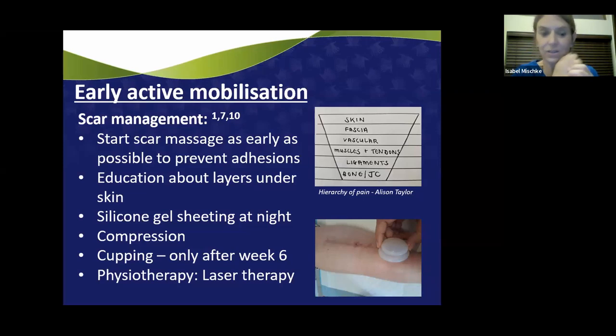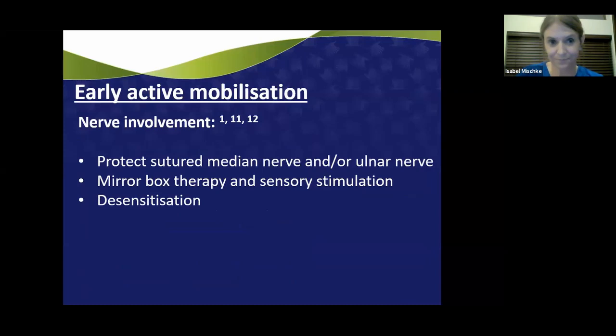Once the wound is healed and the stitches are removed, you can start doing that scar massage right on top of your scar. You can also add silicone gel sheeting at night. You can add compression. And after week 6, you can start with silicone suction cupping, which we use in our private setting, which basically just creates space. So it's like a concertina. It just separates all of those layers from each other to create space for that tendon to glide backwards and forwards. And then obviously, you can also ask your colleague, your physiotherapist colleague, to add laser therapy.